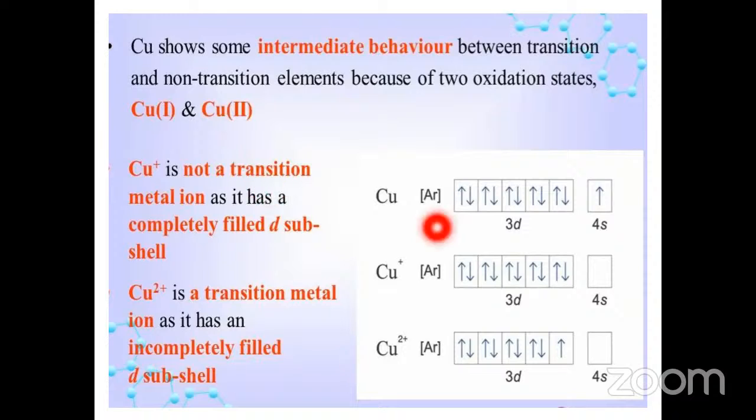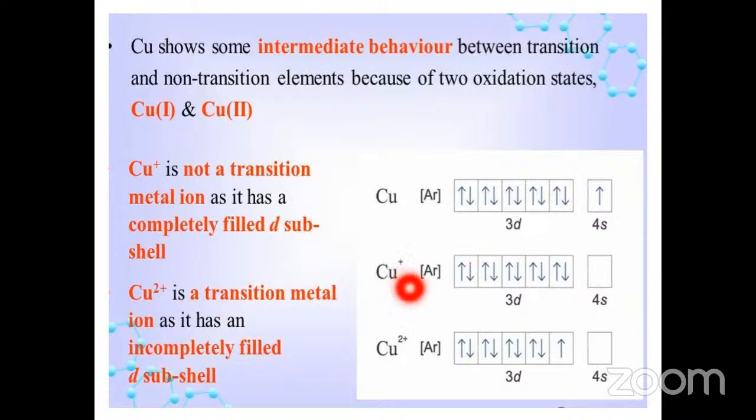This is the general copper electronic configuration: 3d10 4s1. For stability, the 4s electron enters into the 3d orbitals, as we just studied, because the energy gap between the 4s and 3d orbitals is very small. Here Cu plus means it lost one electron.